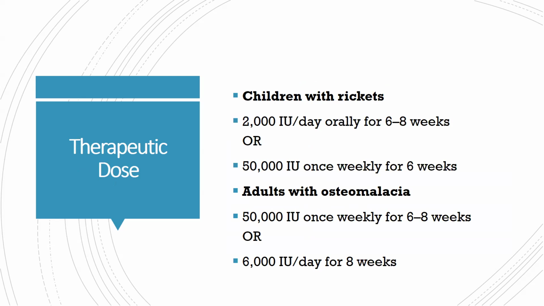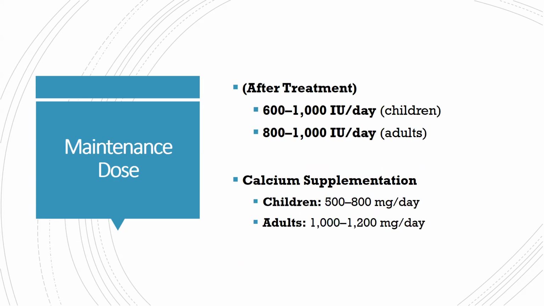Again, the adults with osteomalacia, the dose is 50,000 international units once weekly for 6 to 8 weeks, or it can be given daily, and the dose will be 6,000 international units for 8 weeks. Then after the treatment, maintenance dose will be 600 to 1000 for children and 800 to 1000 for adults in international units. And calcium supplementation should be done along with the vitamin D therapy. In children, 500 to 800 milligram per day, and in adults, 1000 to 1200 milligram per day.